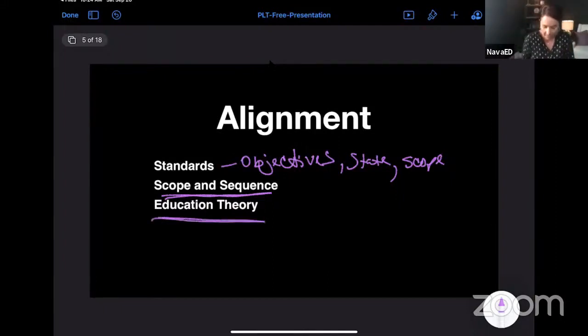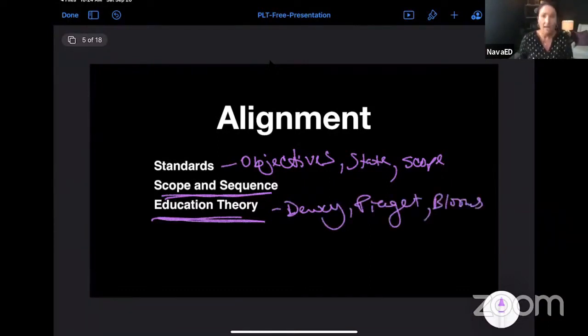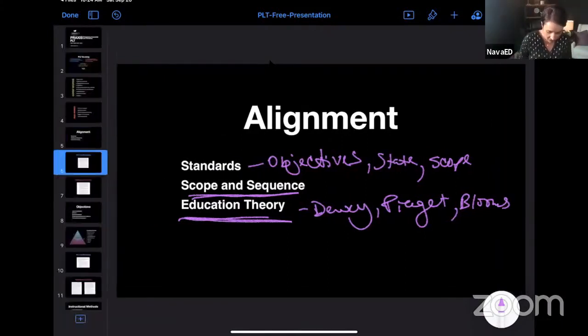Then of course, we're going to be aligned to education theory. And this is going to be like Dewey, Piaget, Bloom's. All right, that's the education theory. Now, we're not going to go through every theorist today, but they are in the specs and you can take a look at those. I'm going to just get right to the questions so you can take a look.